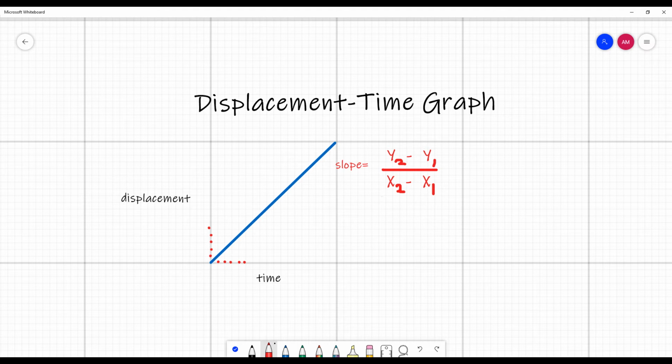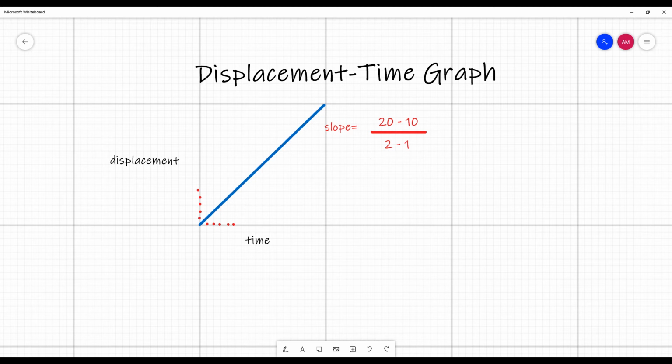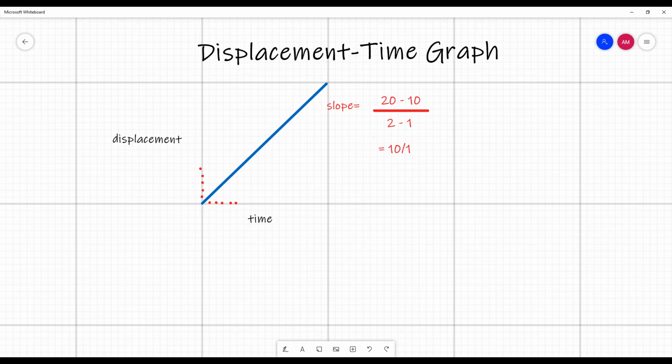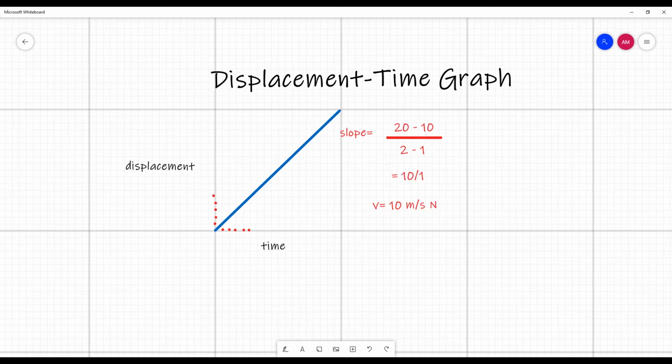Replacing x and y with their values, we will have 20 minus 10 over 2 minus 1. And then, if we perform the given operations, we will have 10 over 1, or just simply 10. The slope of this graph is 10, which means that the velocity of this moving object is 10 meters per second going to a certain direction, and we will just assume that the direction is going to the north.